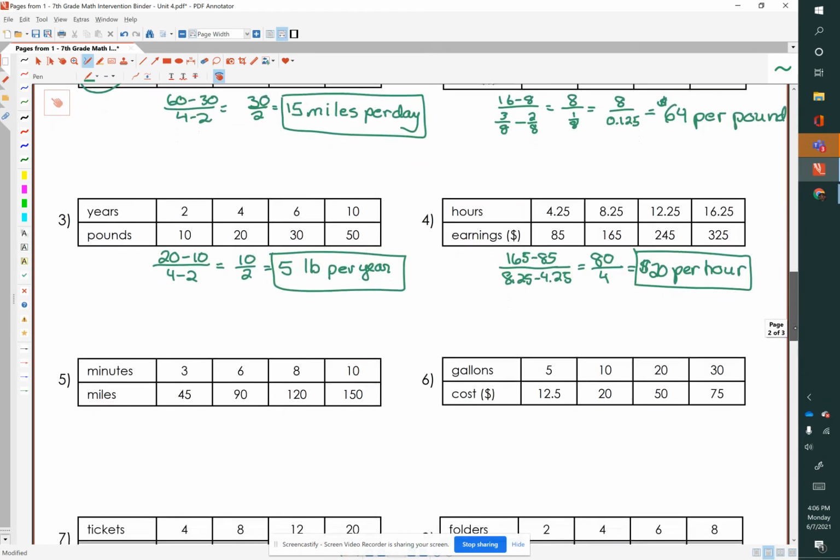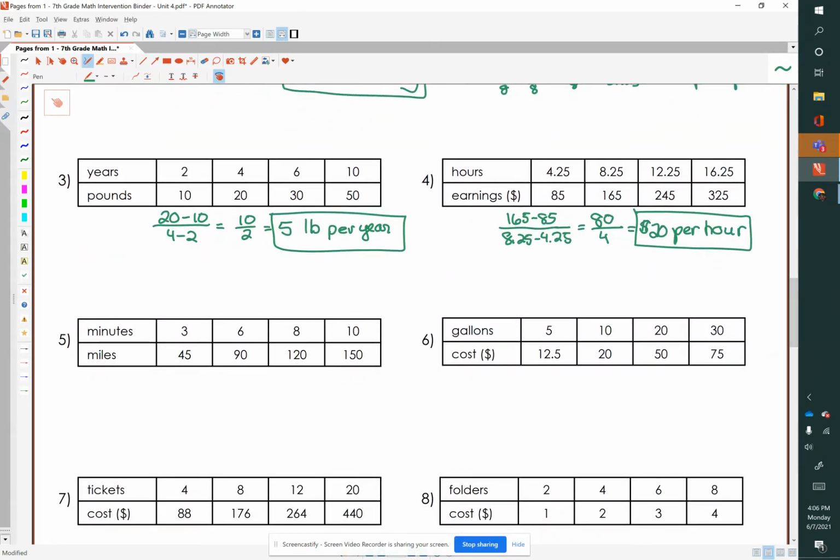Okay, let's move on to number 5. We're looking at minutes and miles. So let's start with the change in y. So we'll do 90 minus 45 over whatever two numbers you use for your y values, you have to use the same two numbers for your x values. So 90 minus 45 is 45. 6 minus 3 is 3. And 45 divided by 3 is 15. So that would be 15 minutes per mile.